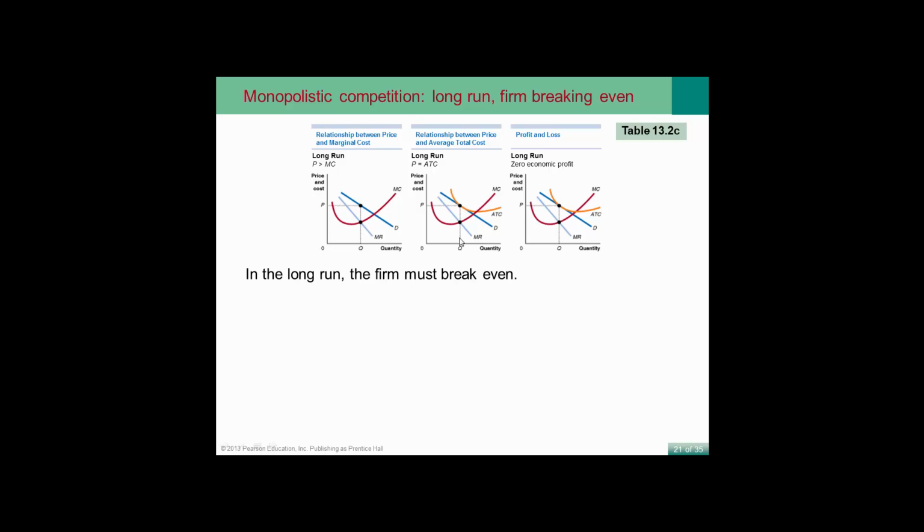In the long run, the firm must break even. So average total cost must intersect with the demand line, which is zero economic profit.